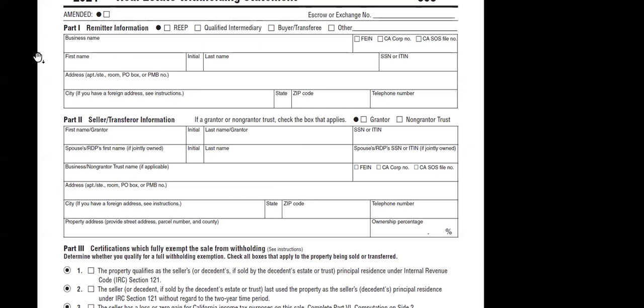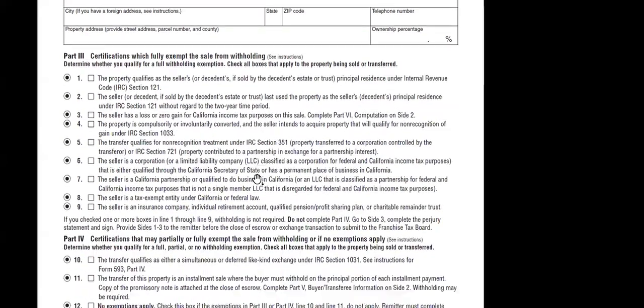And one last question. Okay, so what if they fill out the form and it's number one, they're exempt, and then they go down to the perjury statement and they're fully exempt.